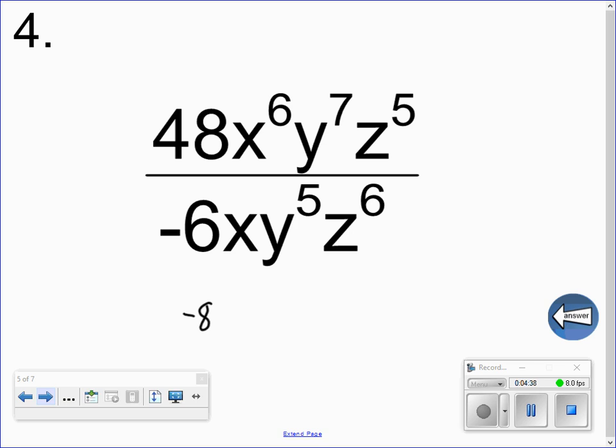X to the 6th divided by x to the first power is x to the 5th, we subtract. Y to the 7th divided by y to the 5th is y to the second power. Z to the 5th divided by z to the 6th would be z to the negative first power. Remember that we can't have a negative exponent when we're simplifying.